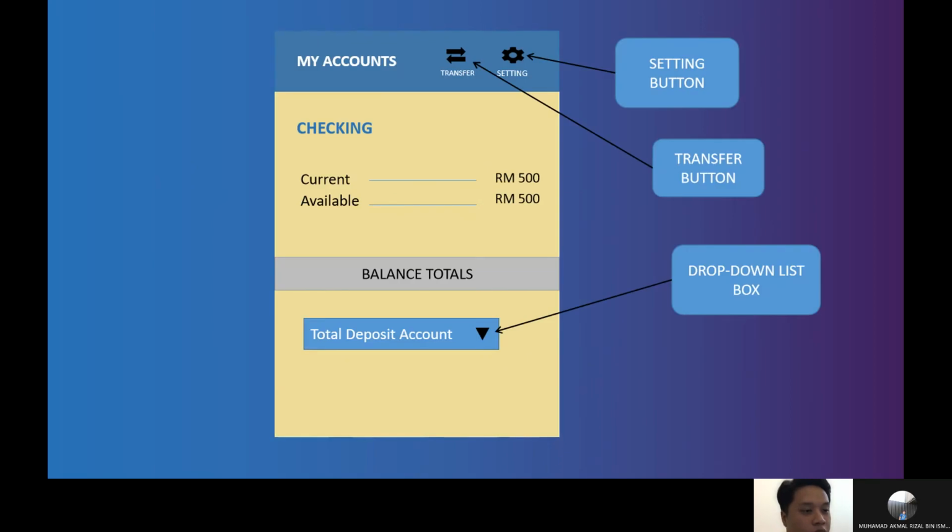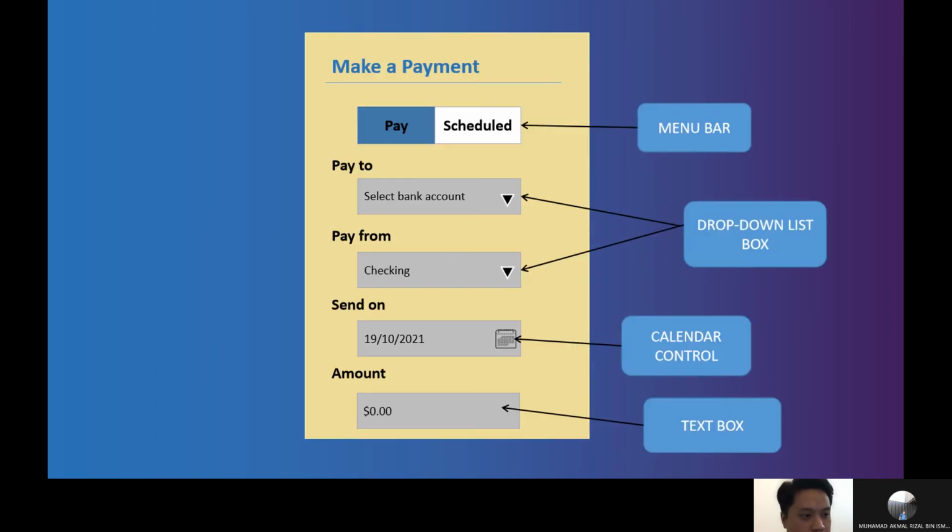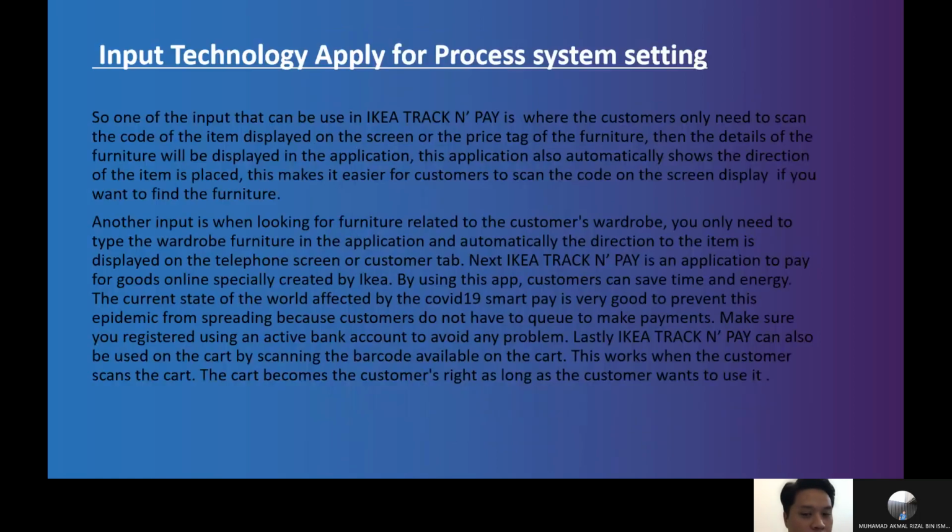Okay, next for system pay, we have setting button, transfer button, drop down list box. Okay, so this is how we make a payment interface. So we have menu bar, drop down list box, calendar control, and text box. Okay, next Muhammad Nur Iqmah.